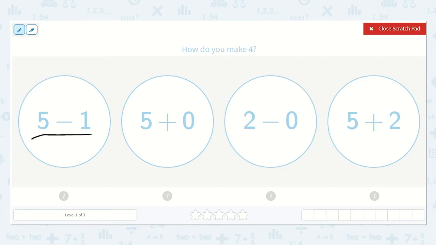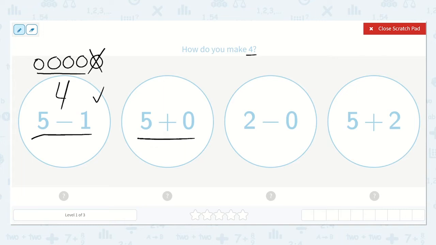So we could draw a picture for that. We could draw 1, 2, 3, 4, 5, and take one of them away. We have 1, 2, 3, 4. Hey, that made 4. That's what they asked us. So this one is most likely the answer, but we should check all the others to make sure.